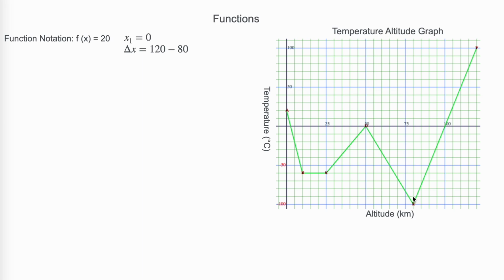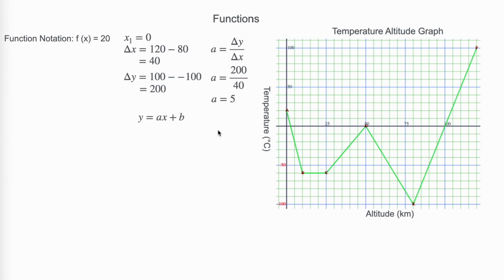For delta x, here I'm at 80, and here I'm at 120. Because 120 take away 80, from this point to this point, is 40. And the delta y is, the y maximum is 100. The y minimum is negative 100. It was 100 minus negative 100, so we've gone up 200 steps. The slope is delta y over delta x, which is 200 divided by 40, which is 5.